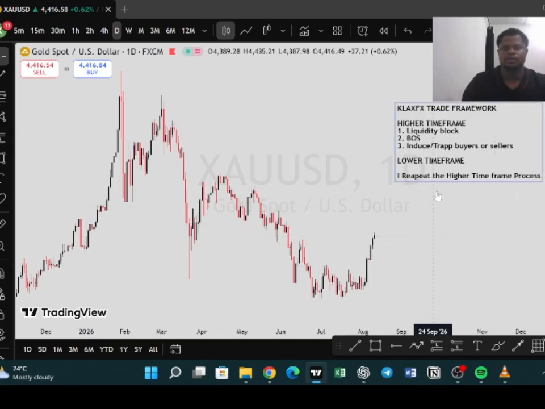Okay, so here is the Clark's FX trade framework. On the higher time frame, I'm looking out for three things. I'm looking out for a liquidity block. Secondly, I'm looking out for a break of structure. Then thirdly, I'm looking out for inducement or trap. Now, once I've gotten this on the higher time frame, I move down to the lower time frame and repeat the same process.